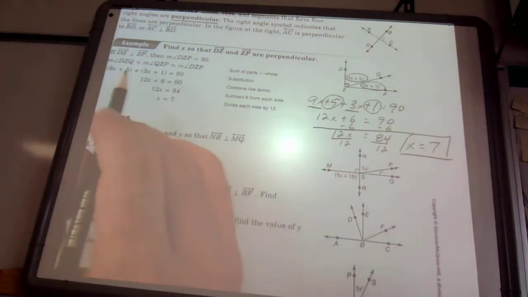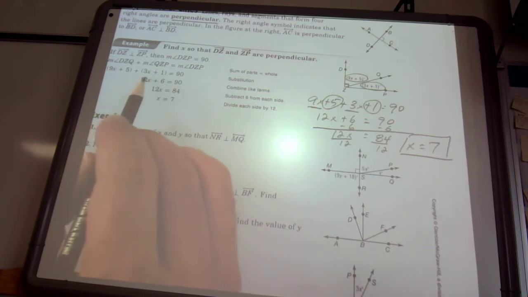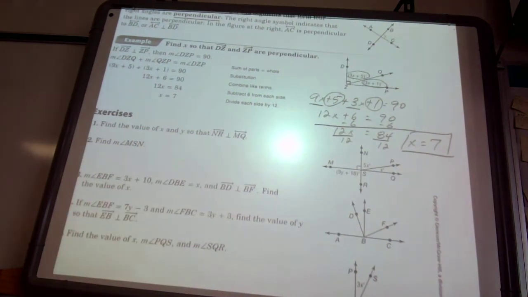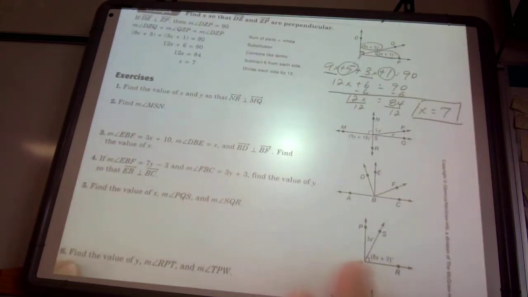The textbook groups the angles together over here in parentheses. I'm not a huge fan of that. It's okay, but there's no need for those. We're adding those angles, so it should be able to stay fine. All right, let's go down. Let's jump into the exercises. Here we go.